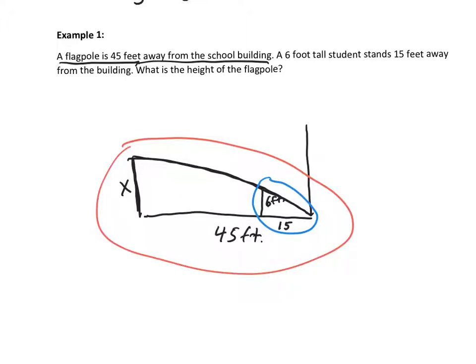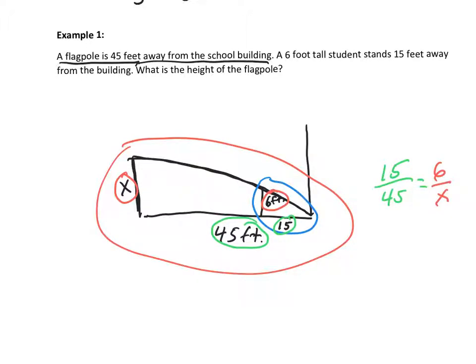Okay, so let's start with the student. Student's 15 feet away. So right here's the 15. That's the small triangle, and it matches with the 45 in the big triangle. And then the 6 in the small triangle matches with our missing side in the big triangle. So we'll get 15 over 45 equals 6 over x.